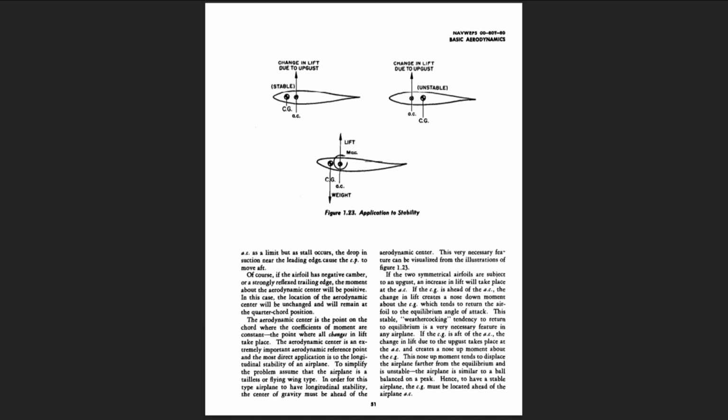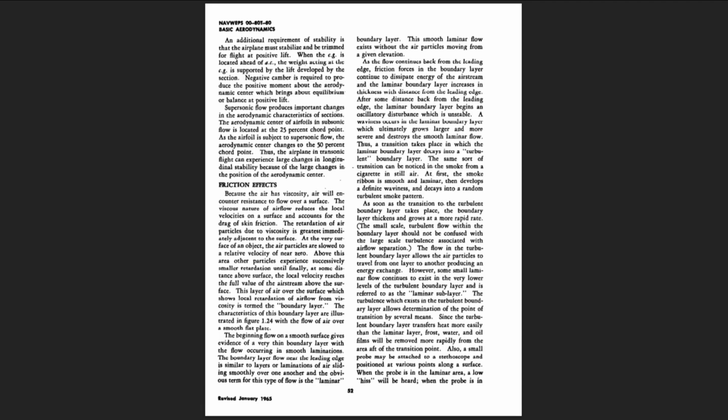This nose-up moment tends to displace the airplane farther from the equilibrium and is unstable. The airplane is similar to a ball balanced on a peak. Hence, to have a stable airplane, the CG must be located ahead of the airplane AC. An additional requirement of stability is that the airplane must stabilize and be trimmed for flight at positive lift.